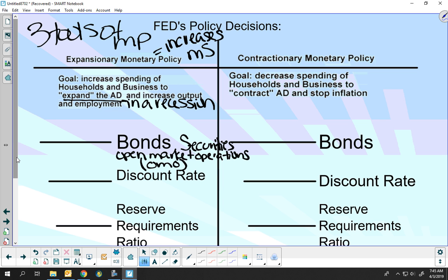You do not look at monetary policy from the point of view of Caleb. Caleb is a person. He is not the Federal Reserve. We're talking about the Fed's decisions, the Fed's actions. So technically, yeah, he sold a bond. But what I did, the Federal Reserve, is I bought them. Buy bonds.